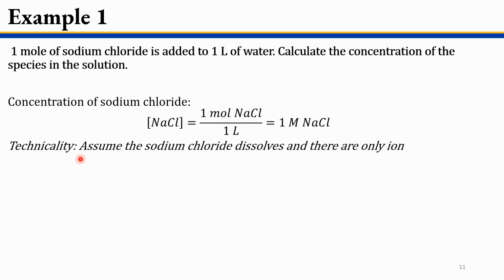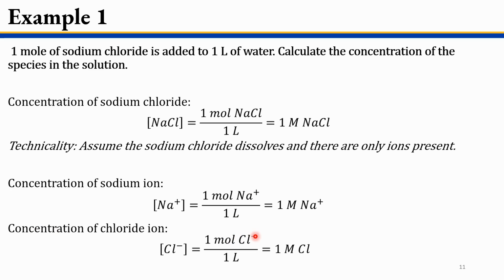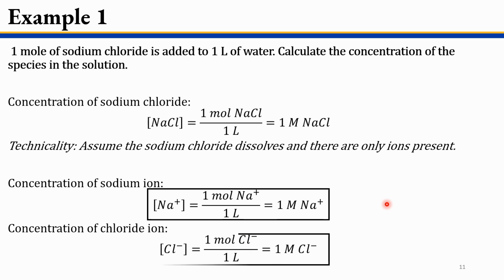The technicality is we have to assume that the sodium chloride dissolves and there are only ions present. Which ions are present? Well, first we have the concentration of the sodium ion. So the concentration of sodium ion, the brackets around the sodium ion, is 1 mole of Na+ divided by 1 liter. That's also 1 molar. And the concentration of chloride ion is 1 mole of chloride divided by 1 liter. And those are our answers.